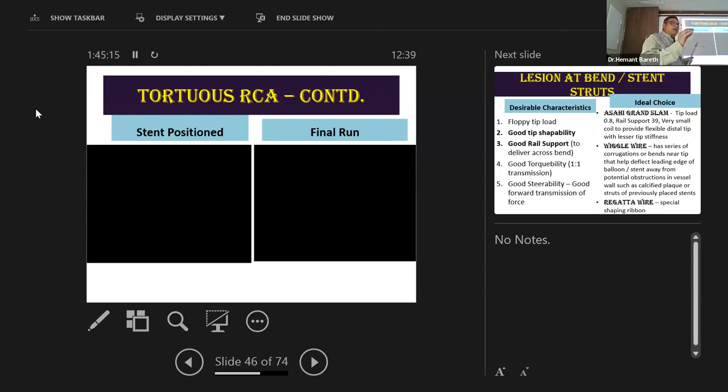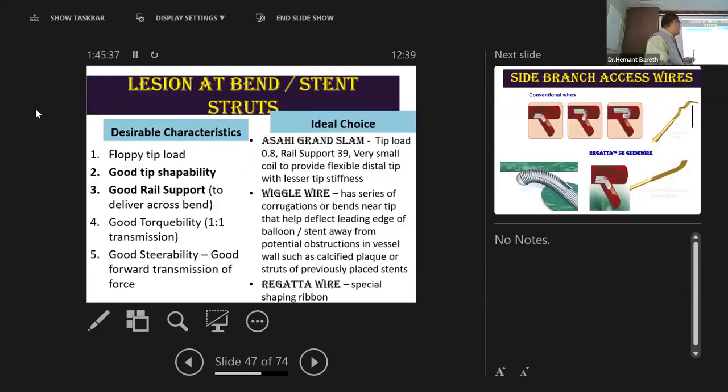So this is that exchange strategy I was talking about. Use a lower tip load, light duty wire, cross the lesion, it will take the shape, then exchange with a middle weight wire. If those jagged appearances come, then that is too high support. You have to again exchange with a lower support wire, and then over that try to pass the balloon and the stent. So that is, I think, the correct strategy.